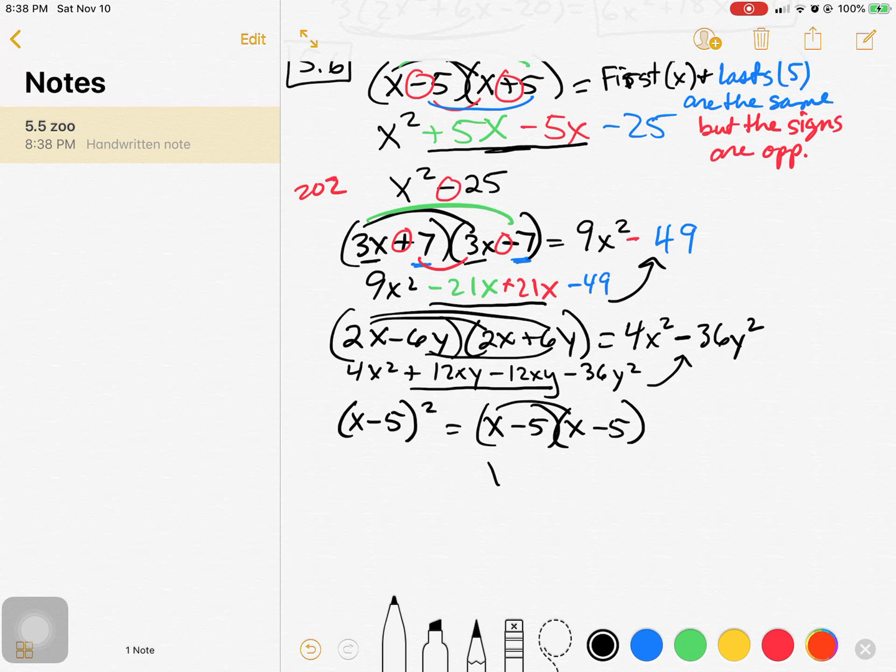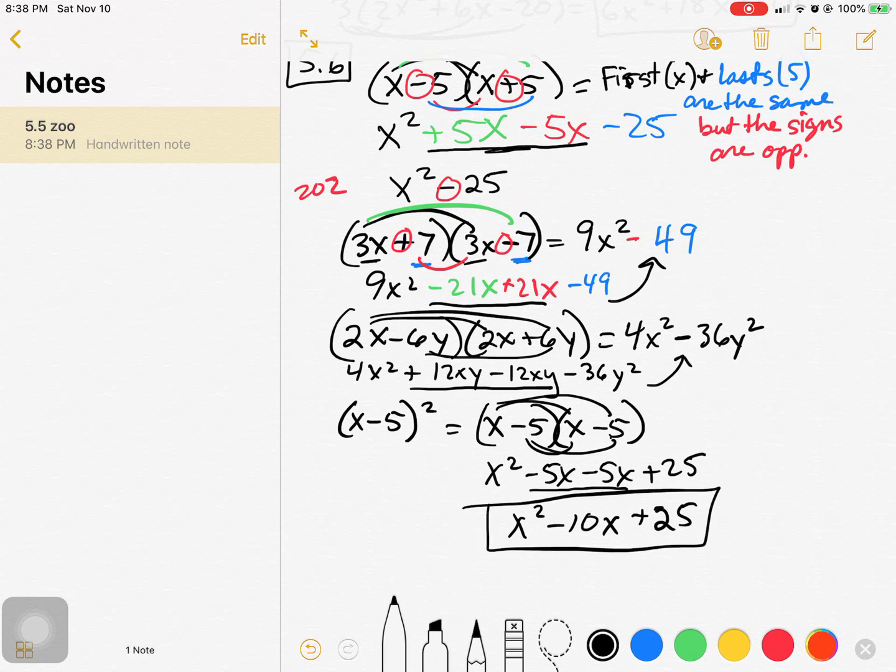All right, so this times this is x squared. This times this is negative 5x. This times this, negative 5x. This times this, a negative 5 times a negative 5 is a positive 25. Notice these are not opposite signs, so they get kept. This plus more of them is the answer. So when there is a positive and a negative, you lose the middle term.